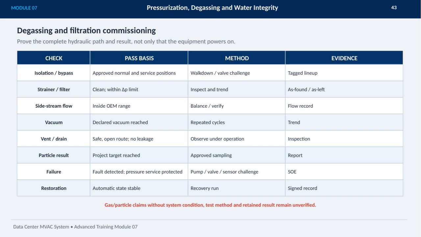In case of failure, faults are detected and pressure services are protected, with systematic challenges to pumps, valves, and sensors following the sequence of events. Restoration is confirmed by achieving an automatic state-stable condition and running recovery tests, all recorded with signed documentation. Remember, any gas or particle claims made without a clear system condition, defined test methods, and retained results remain unverified and cannot be accepted. This structured approach ensures we maintain water integrity and system reliability throughout commissioning.